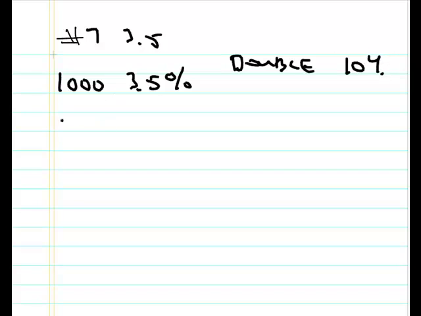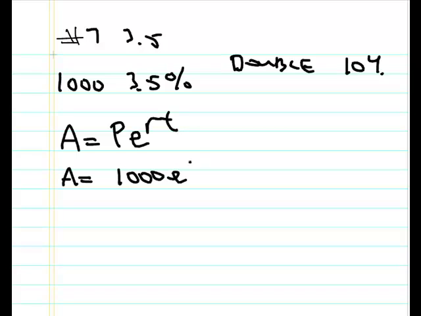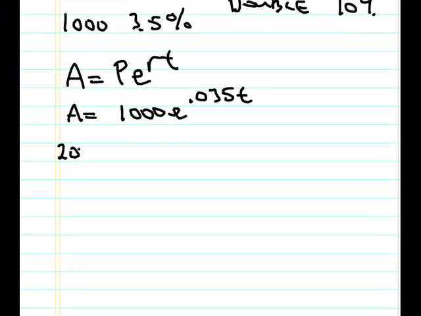Okay, so my formula, the amount in the account is principal times e to the rt, because this is compounded continuously. So in this particular instance, the amount in the account is 1,000 times e to the 0.035 t. So to find the doubling time, we're going to replace A with 2,000. That's twice the initial amount.